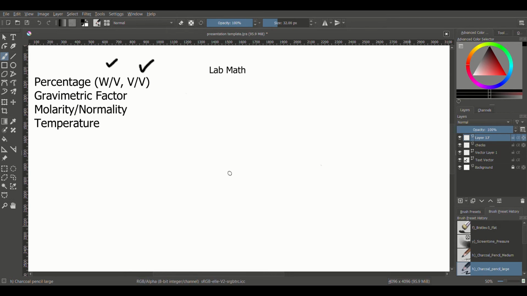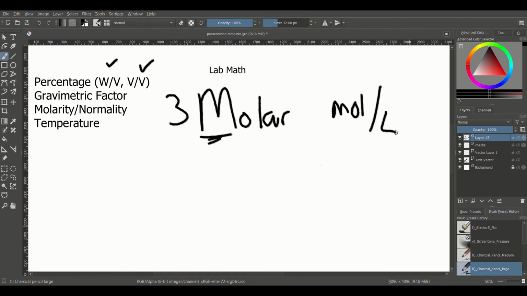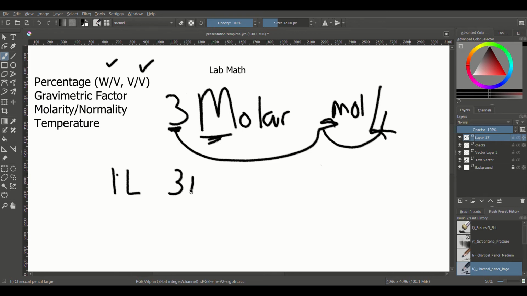If that wasn't confusing enough, typically when you're working with molarity or normality, you're going to see something like this. So notice that is an uppercase M. So that does not mean 3 moles. That means 3 molar. So what does that mean? Molarity is measured in moles per liter. So in this case, this has 3 moles for every liter. So in 1 liter of solution, it will have 3 moles if it is 3 molar. Same if it was 5 molar, then you would have 5 moles of something for every liter of solution.